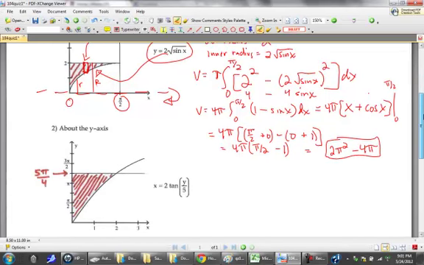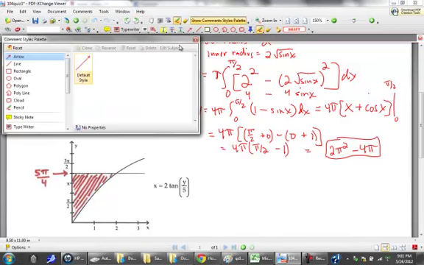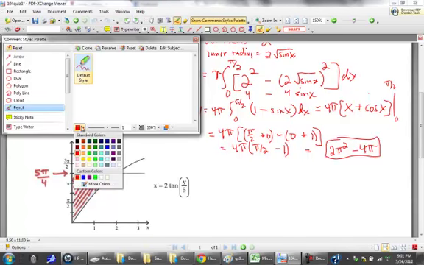Next up, I'm going to rotate this around the y-axis. Let me switch colors here. One second. I don't think it's good to have it all in red like this. Switch to blue.